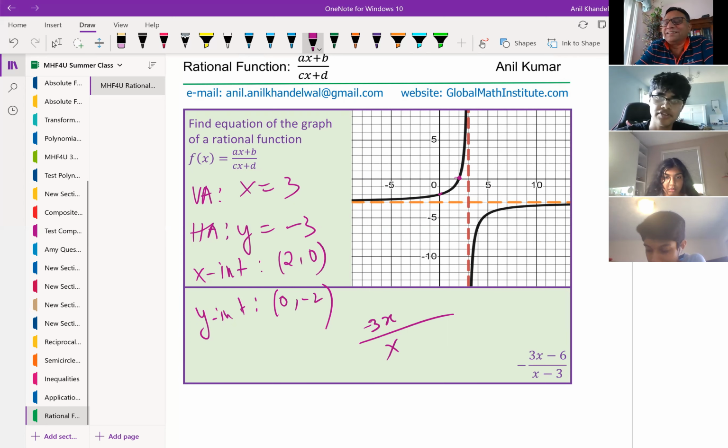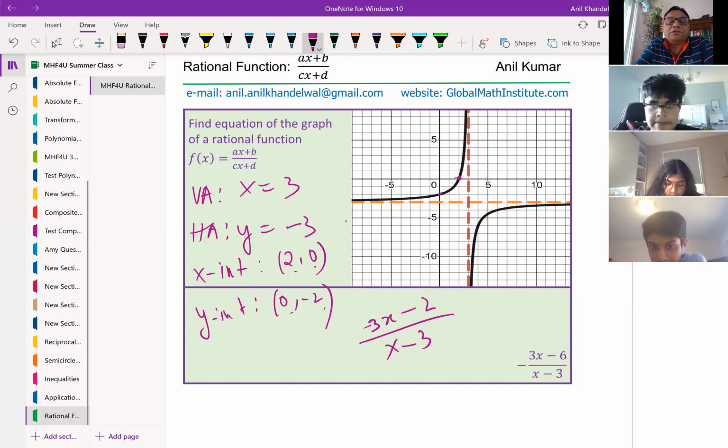Now the vertical asymptote is x equals -3, so the denominator is x minus, I mean x plus 3. Is that clear to you? Now the y-intercept is this: if I plug in 0 here, I should get -2. So what I'm saying is, if I put 0 here, I should get -2. Yes, I plug in 0, I get -2.